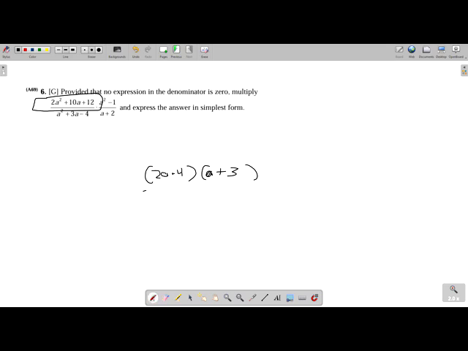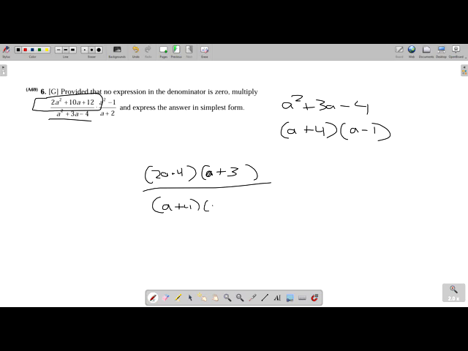So we found the numerator of the first fraction. Now for the second one, it's the same thing as number 5. You want to see what you can multiply to get 4 but add to get 3. It's going to be a plus 4, a minus 1, sorry. And that's going to be the denominator for this first fraction.